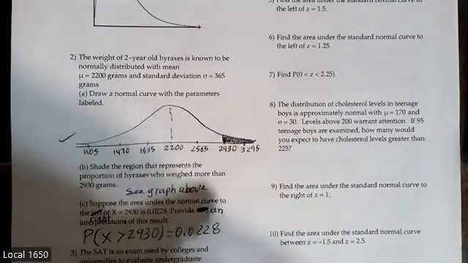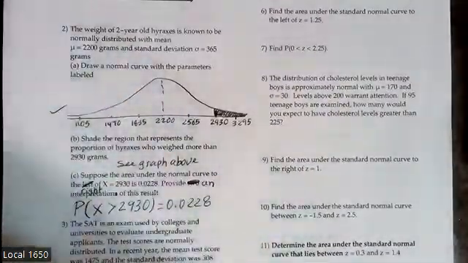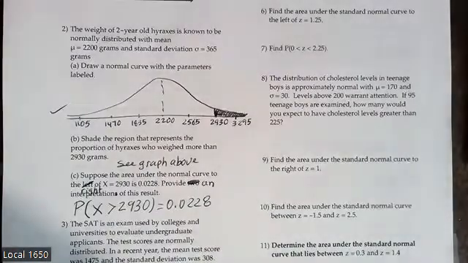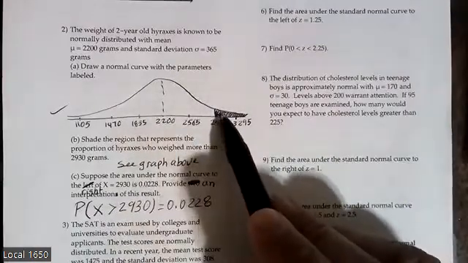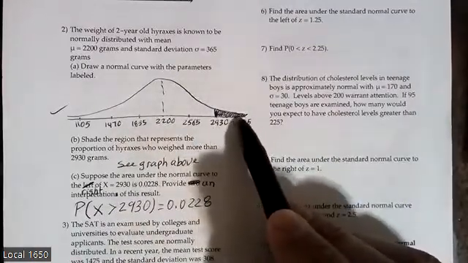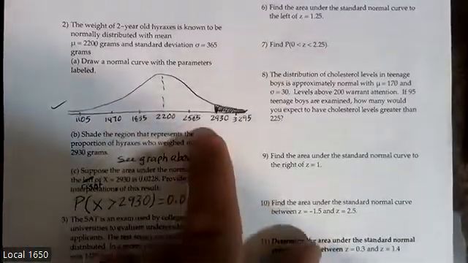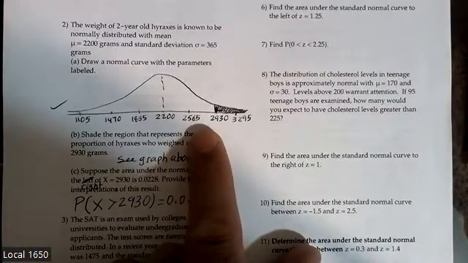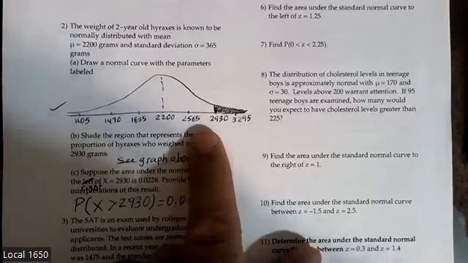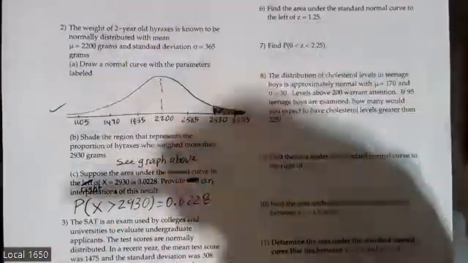The second question, it says, shade the region that represents the proportion of Hyraxes who weigh more than 2,930. You can see, guys, more than 2,930. I just shaded this one right here. If I give you this question, let's say on the test, and I ask you to shade the area less than 1470 for Hyraxes that weighed less than 1470, you just go here and shade this one, or select it if it is a multiple choice.